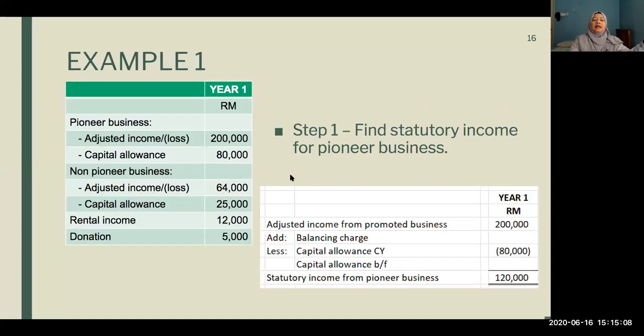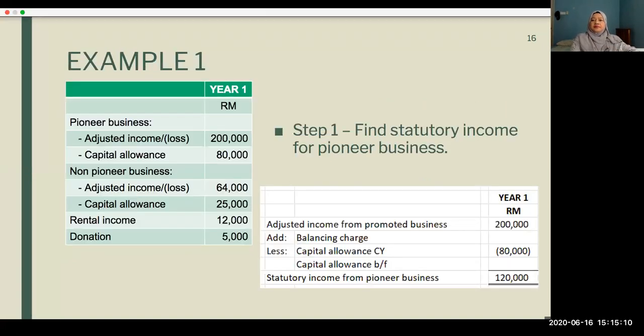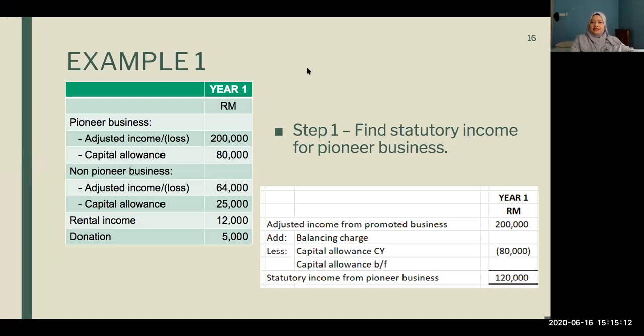Okay. All right. I think I want to stop here for pioneer status, because I want you to go through the examples in the slides, and later I have also given you a tutorial on pioneer status. I think that is too much for today.